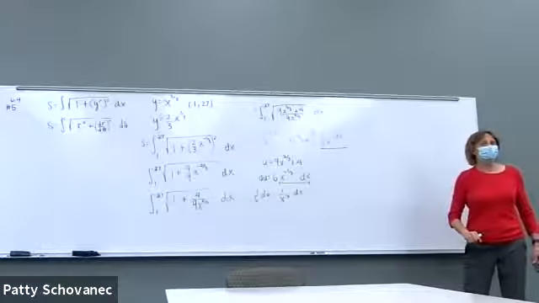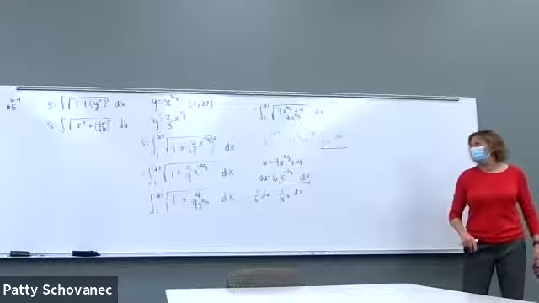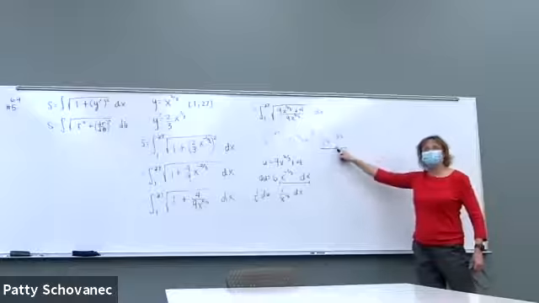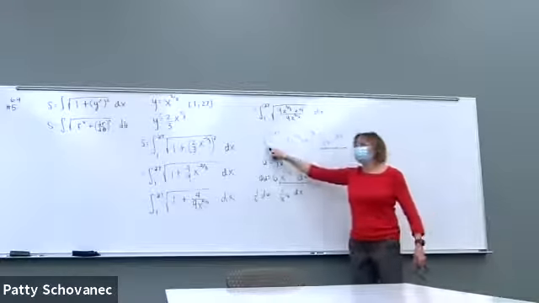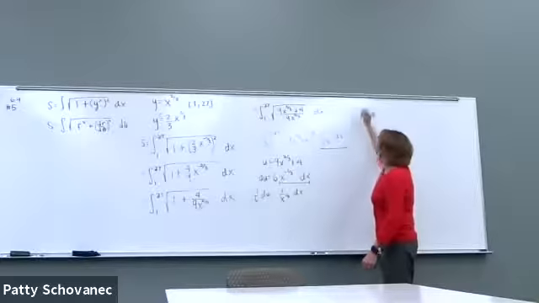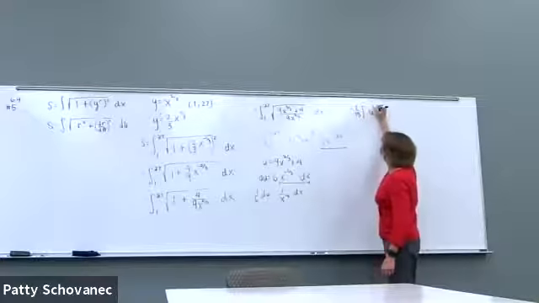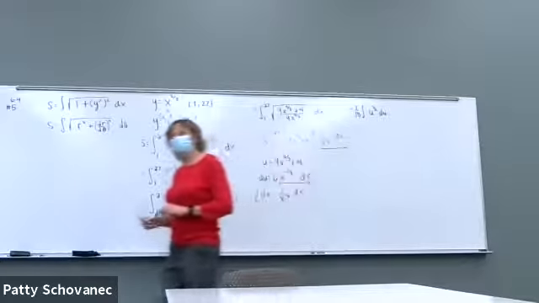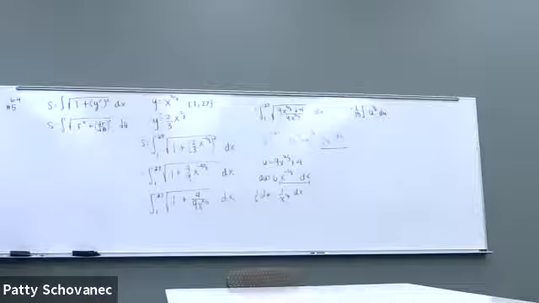Is that too fast? So we have 1/3 out front, u to the 1/2, and then this becomes 1/6 du. So I'm going to take the 1/6 from here, put it out with the 1/3, and get a 1/18. And now that's u to the 1/2 du. Integrate u to the 1/2 to get u to the 3/2 times 2/3.